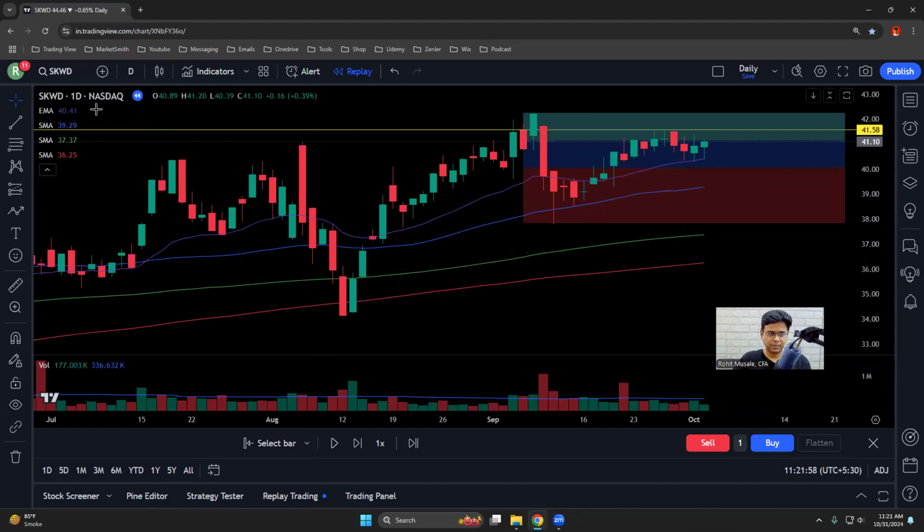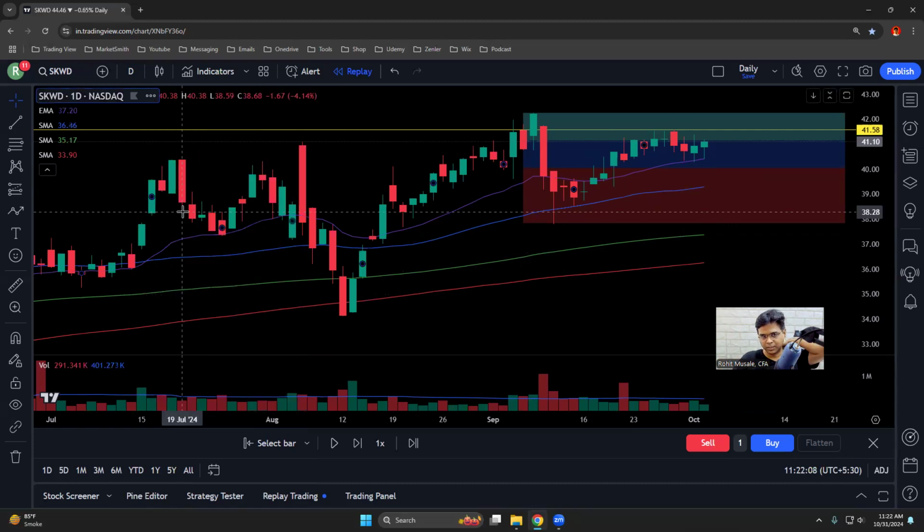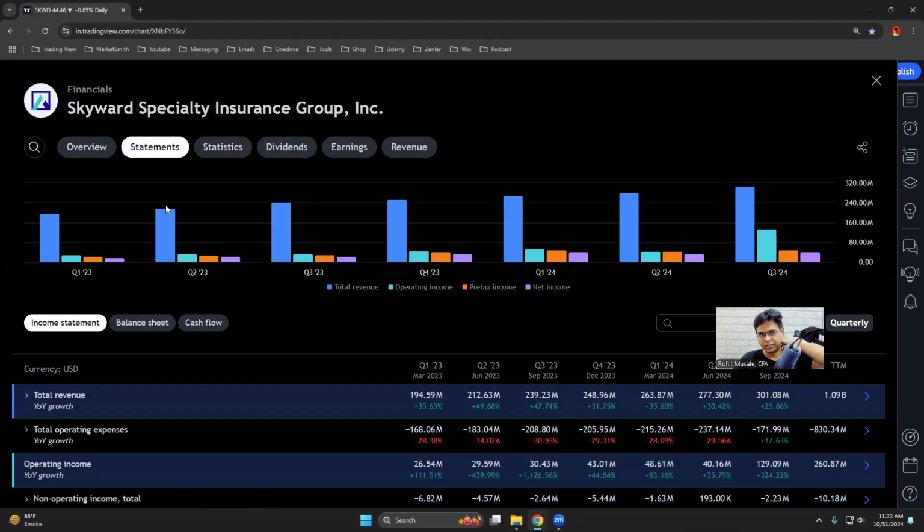Let us look at fundamentals. So you click here. Now, since this is a NASDAQ stock and I don't have Market Smith for the US market, I look at TradingView. So this is good for people who do not use Market Smith. You can use this technique on all the markets, even if you're trading India. So that's fine. So this is a quarterly performance.